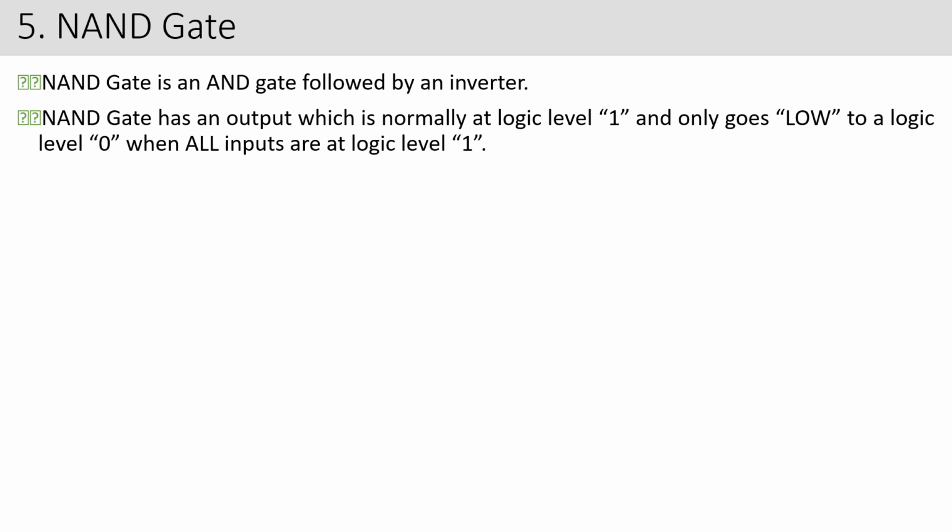Now, this is very important. In the case of the NAND gate, what happens? Basically, I am getting 1 as my answer, but it goes low only when all the inputs of the given gate are high. Okay, I'll explain this to you.